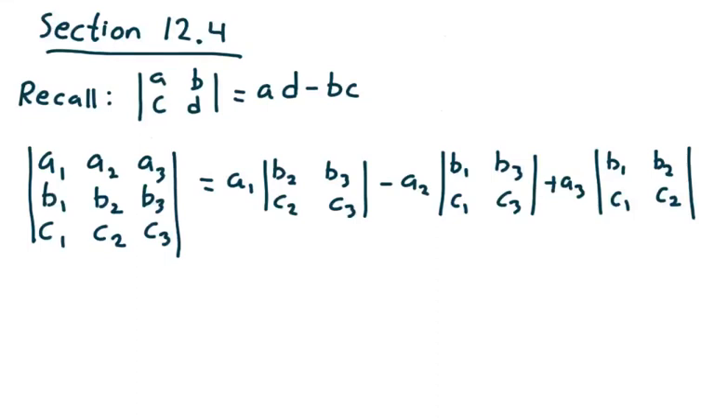This is a video from section 12.4 and it's based off the lecture notes. Recall, the determinant of the 2 by 2 matrix A, B, C, D is equal to A times D minus B times C.